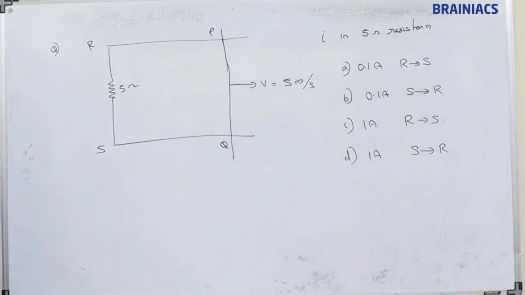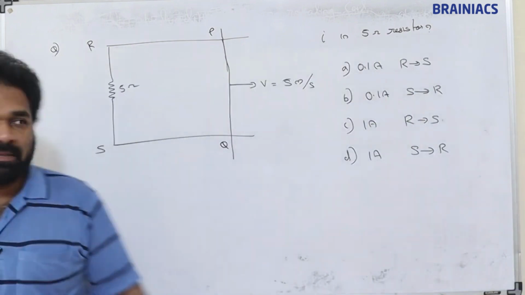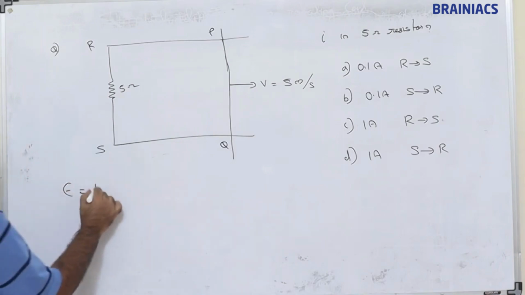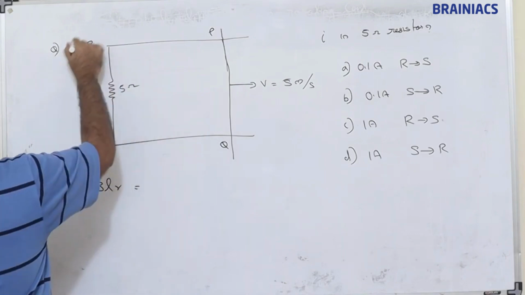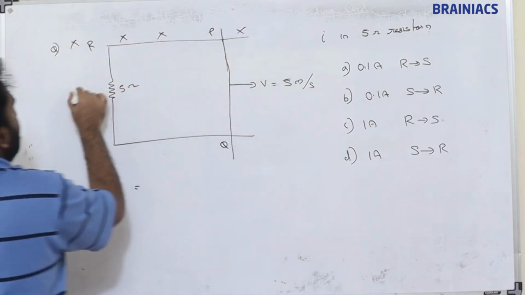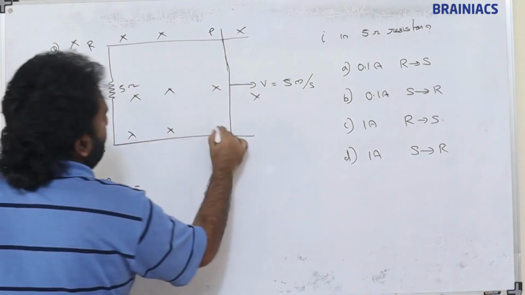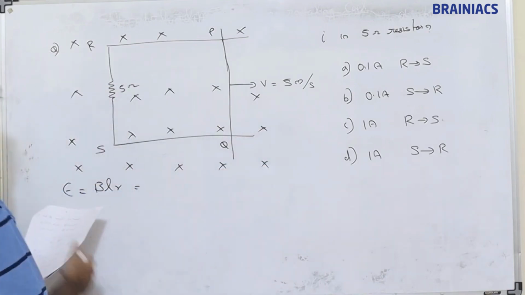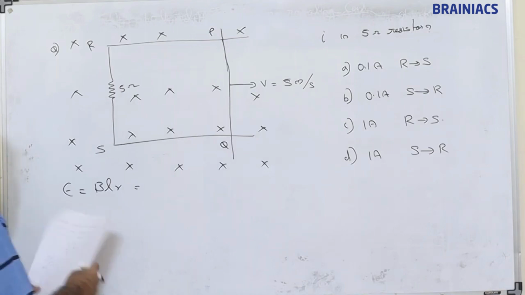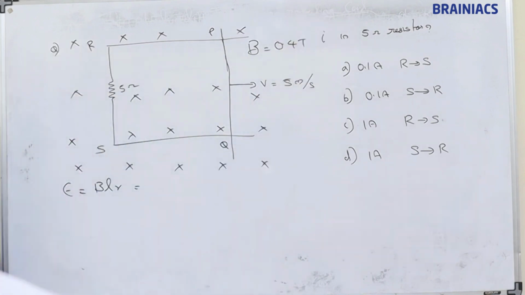It is an easy illustration problem, no worries. What is the answer? Motional EMF, E is equal to BLV. Already you got this, right? Pause the screen and do it yourself. I'm sorry, I forgot to give the magnetic field. The magnitude of the magnetic field is given as 0.4 Tesla, B is equal to 0.4 Tesla. Come on, pause the screen and do it yourself.